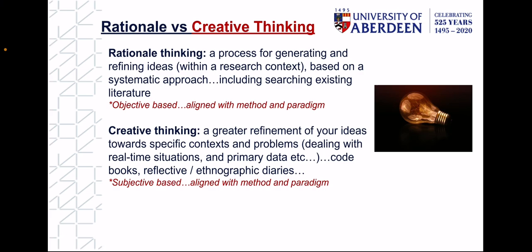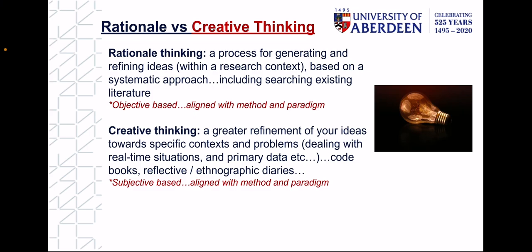Now, we've spoken about those key elements, but it's quite important to understand 2 new concepts: the concept of rational versus creative thinking, right? Because learning how to generate ideas actually involves these 2 forms of thinking. Rational thinking is based on a clear reason and logical progression. It is a process for generating and refining ideas within a research context, and this is based on a scientific or systematic approach. And this could include searching for existing literature.